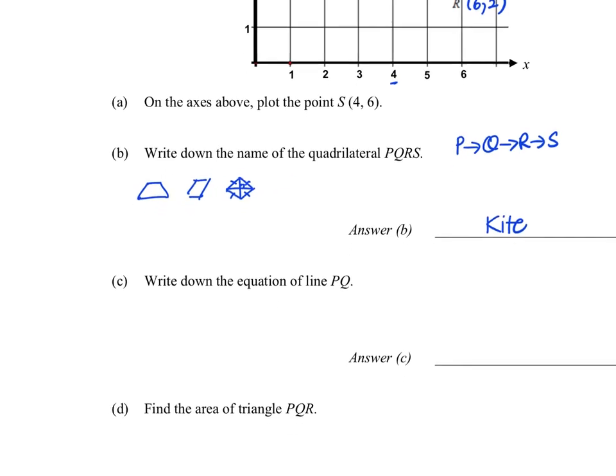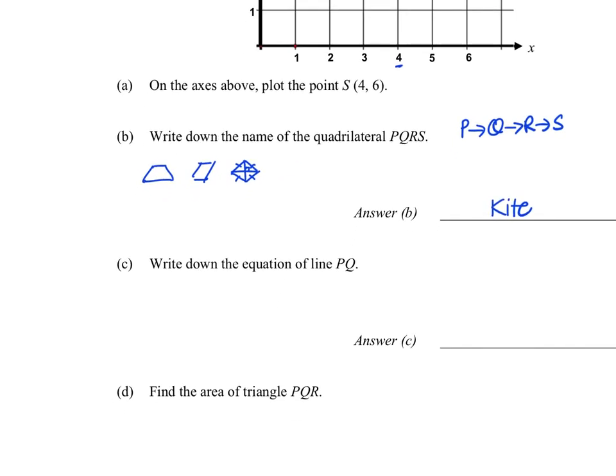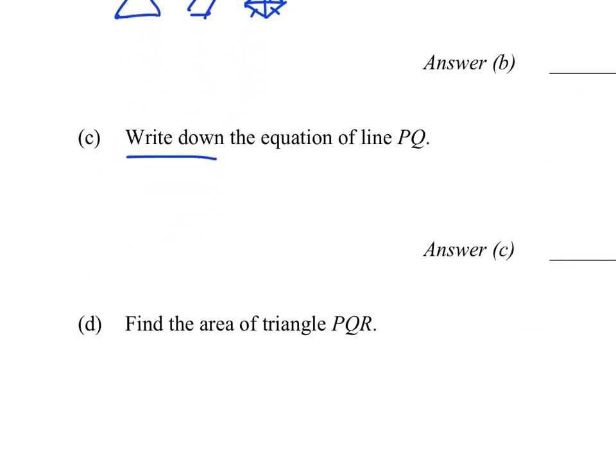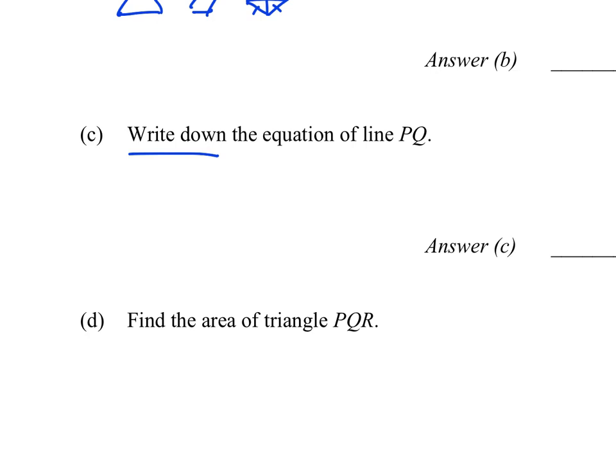Okay, next one. Write down the equation of PQ. Notice this word, it says write down. That means the equation is going to be easily found. You don't need to do too many steps to find the equation of line PQ. So we know that in general there are 3 different types of straight lines. The first type is a vertical line. A vertical line cuts the x-axis at a particular number, let's say a. So in this case, this line will be x equals a number.